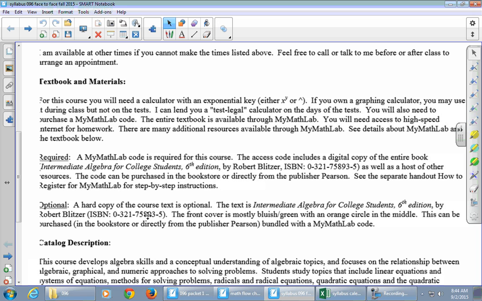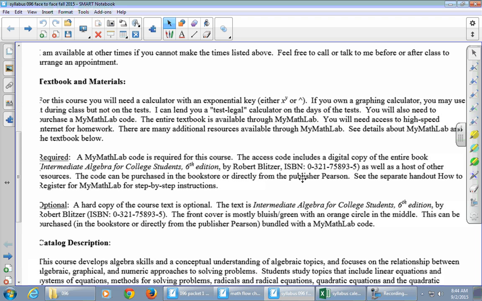And My Math Lab also comes with lots of video explanations and worked out problems and lots of stuff that isn't in the textbook, okay? So it is required. It is something that you can either buy in the bookstore or you can buy through the publisher Pearson. So shop around, prices are not the same every place, so see if you can get the best deal possible.